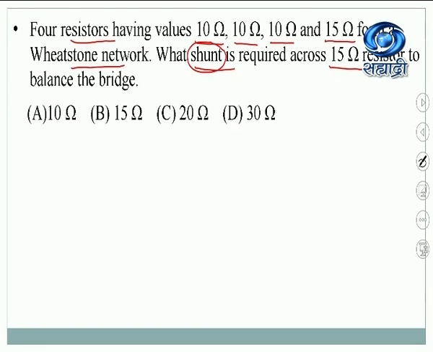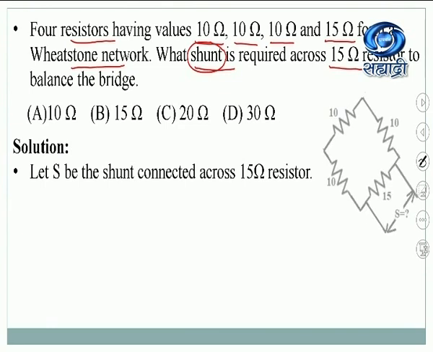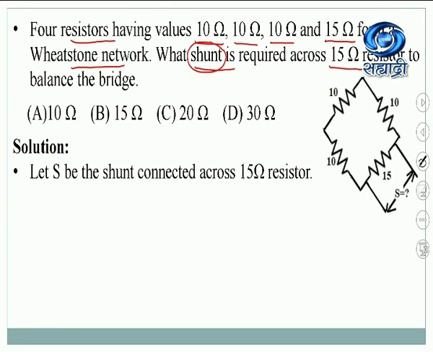There are 4 choices given: 10, 15, 20 and 30. We shall try to solve this. First of all, there are 4 resistors: 10, 10, 15 and 10. They are connected so that they form a Wheatstone network.